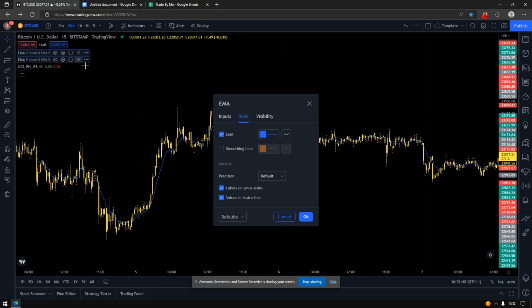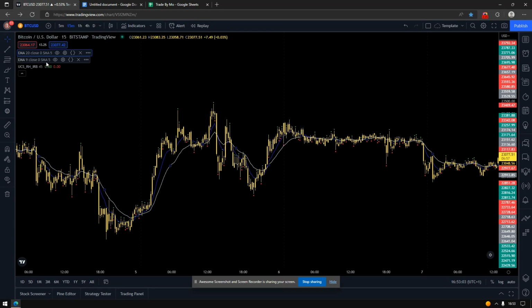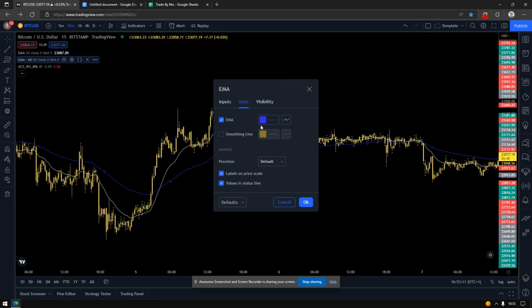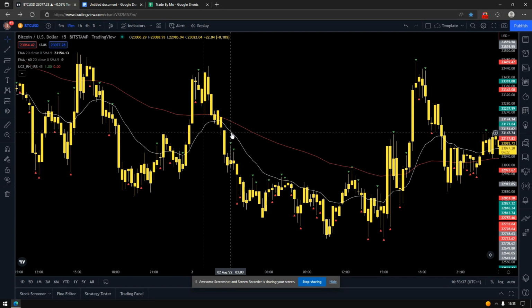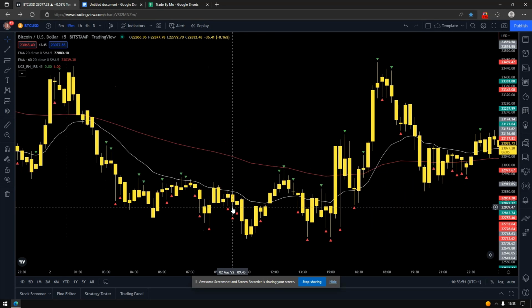Now for the first EMA, we want to change it to 20, change the color to white. For the second EMA, we want to change the time frame to 1 hour, the length to 20 again, then change this one to red. Basically, all you want to do is for a sell, wait for the white EMA to be below the red EMA, and wait for one of these red triangles to appear. You place your sell order right below the wick of that candle.